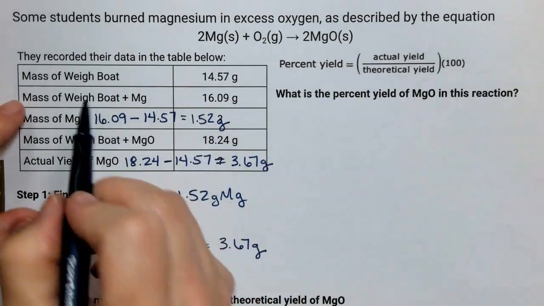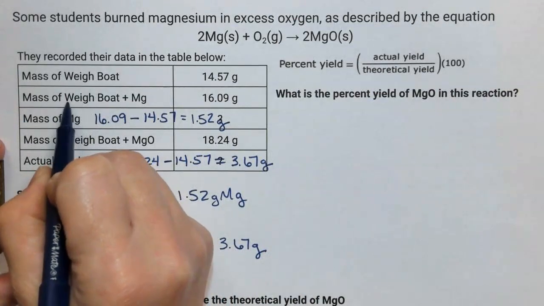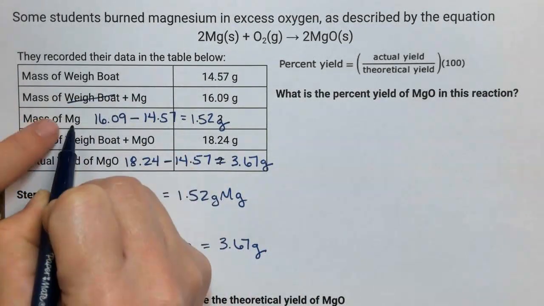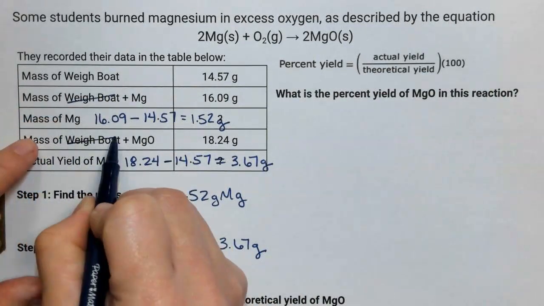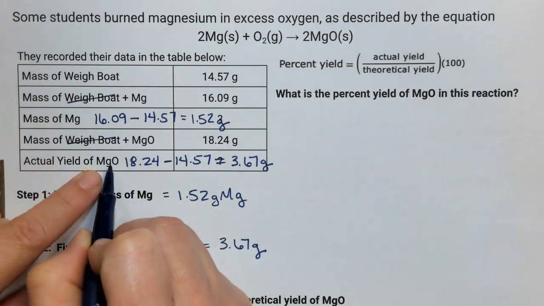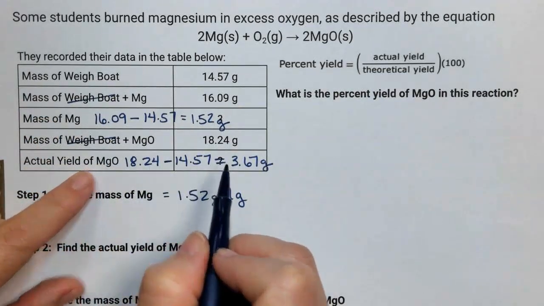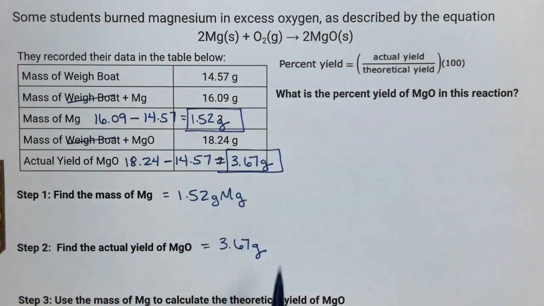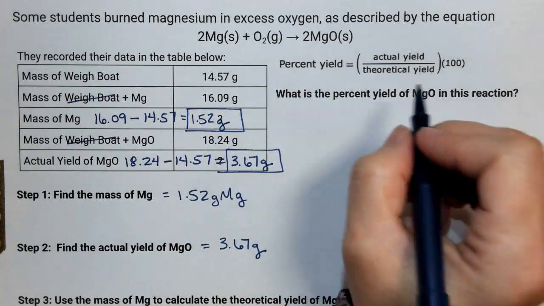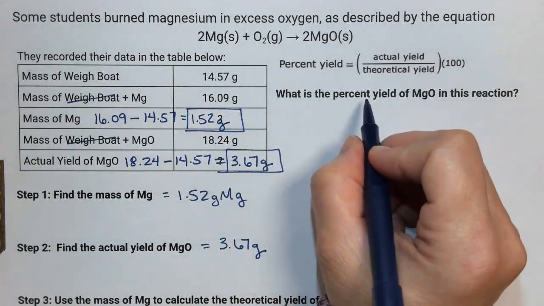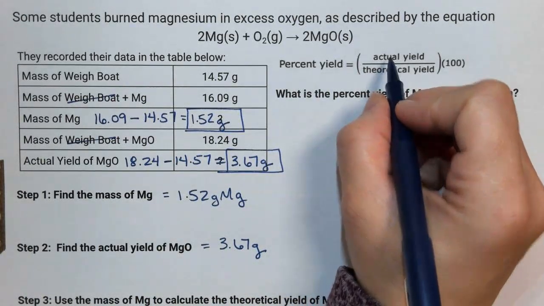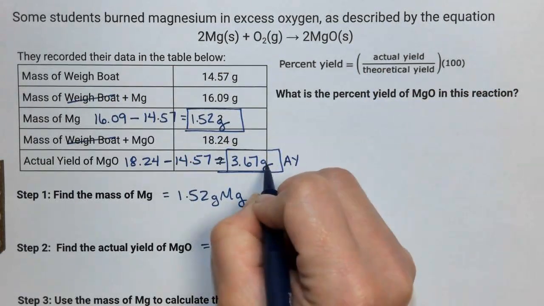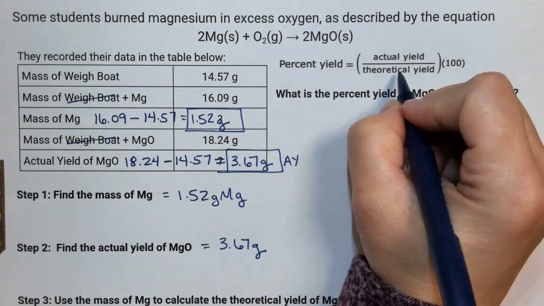Okay, so far I subtracted the weigh boat out in order to get the mass of magnesium, and then I subtracted the weigh boat out of here in order to get the actual yield of the magnesium oxide. So those are these two values here in the data table. Next, in order to get a percent yield, we need two things. We need the actual yield, which we have right here, but we also need a theoretical yield.